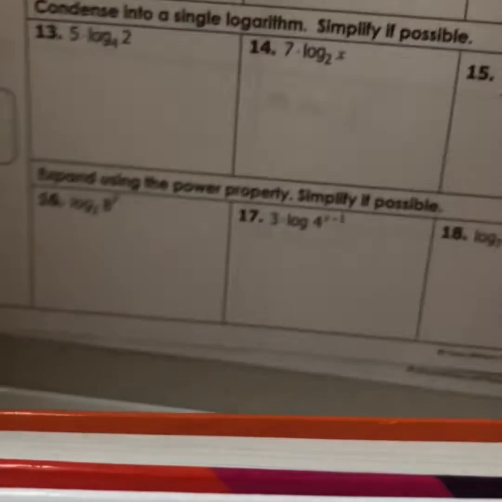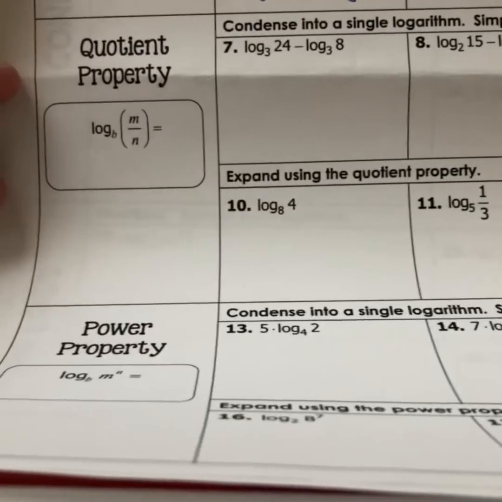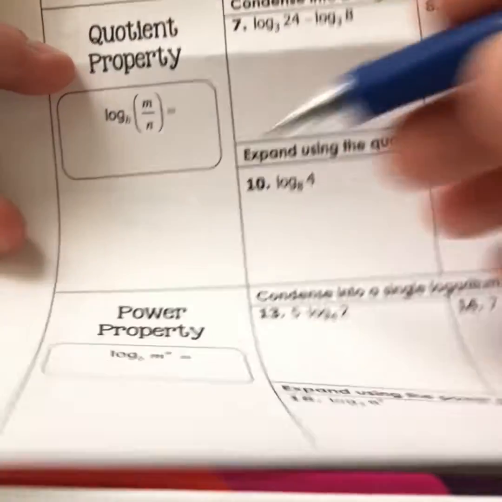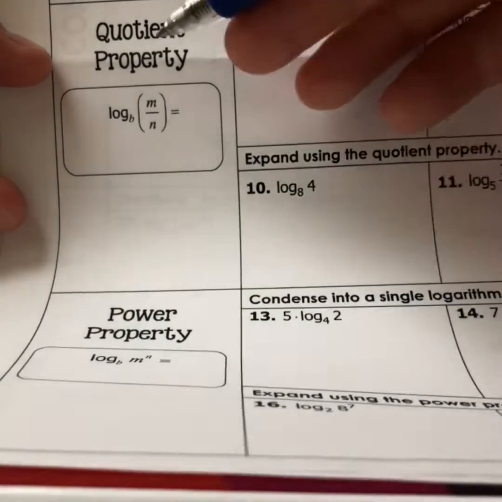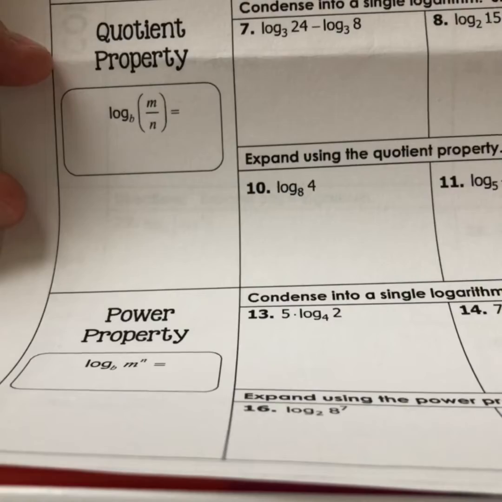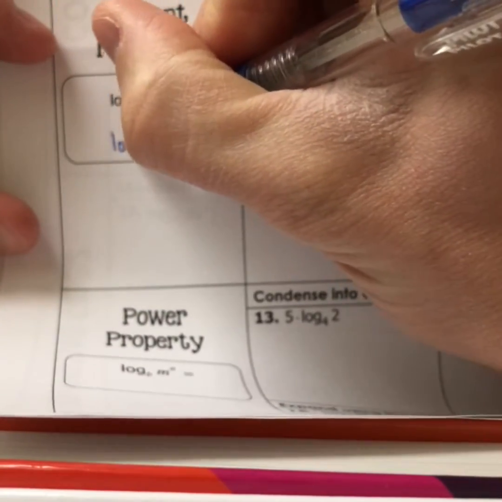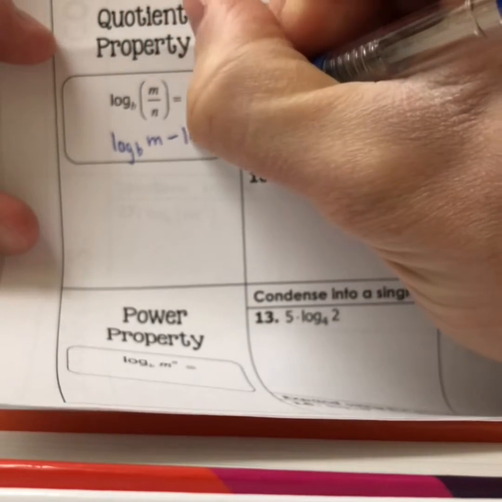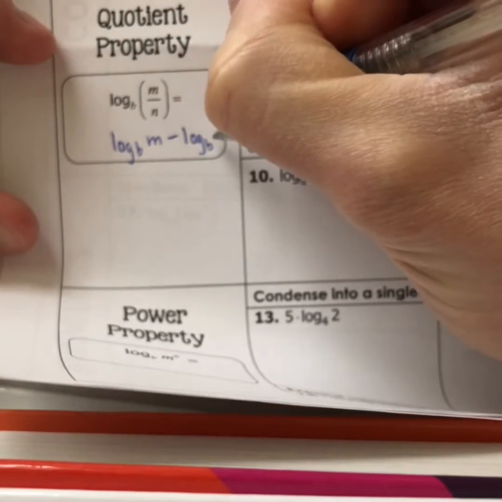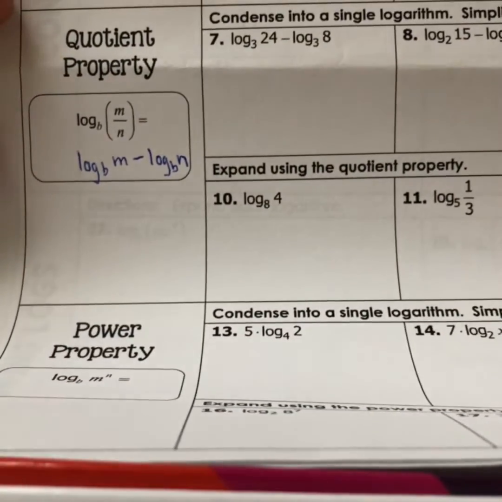And the quotient property. Okay, the quotient property tells us when we have division, some of you might be able to guess, when we go from division, it turns to subtraction. So this would turn into log base b of m minus log base b of n. And we'll look at some more examples.